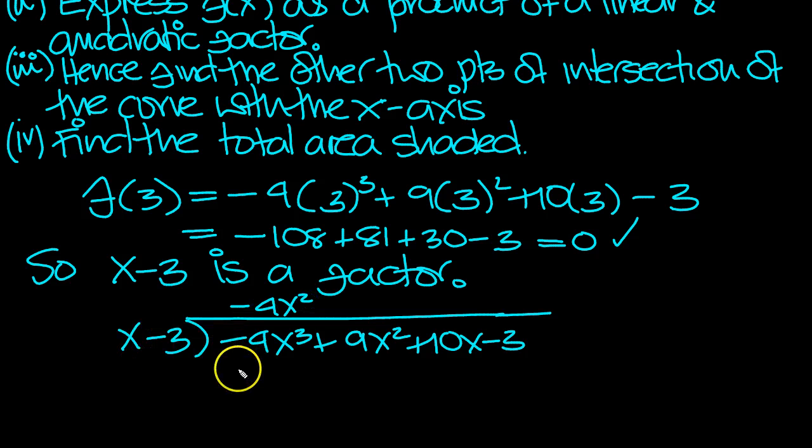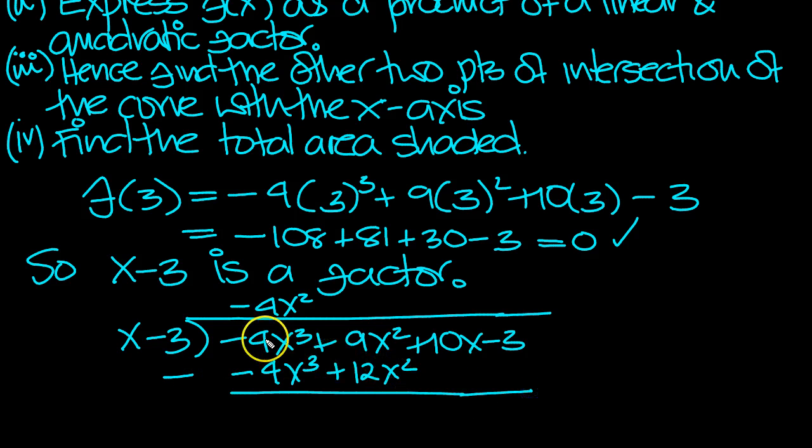So multiply through. That gives us the minus 4x cubed. And then multiply this by this. You get 12 lots of x squared. Take them away from one another and find out what's left. So this cancels, that's why we're doing it. 9 take away 12 is minus 3x squared. And then 10x, take away none of them, is just a 10x. And minus 3, take away nothing here, is minus 3.